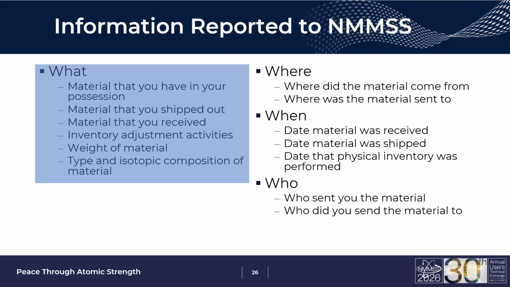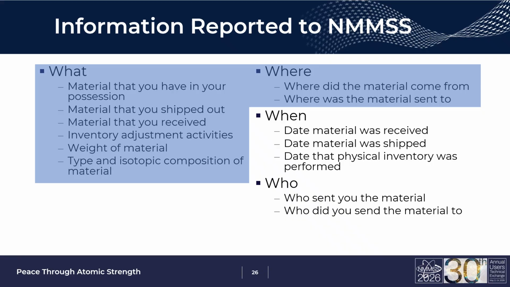Here, facilities may indicate what kind of material you have in your possession. What material are you shipping out? What material are you receiving? What is your inventory adjustment activity? An important element is what is the weight of the material that you're shipping or receiving, and what is the isotopic composition of that material.